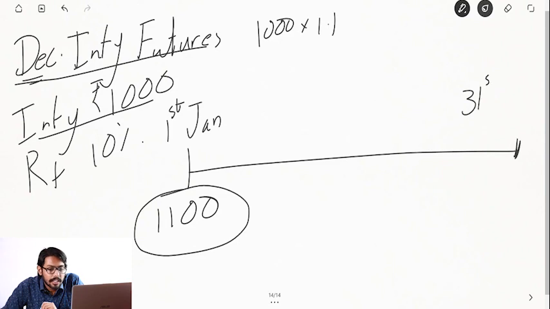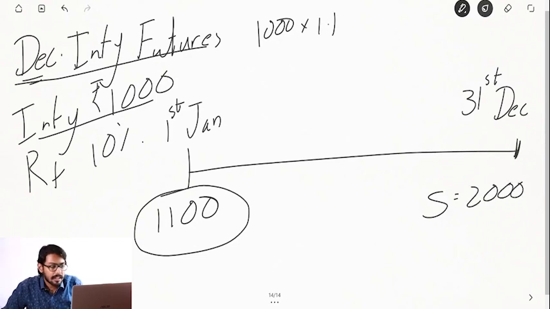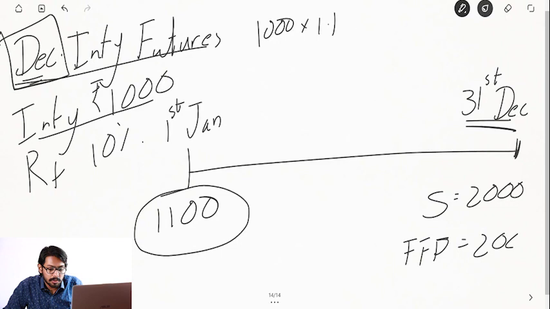Understand what happens on 31st December. On 31st December, the spot price of Infosys becomes 2000. We have discussed that the due date is December. On the due date, the futures price should also be equal to the spot price, which is 2000. So what happens? Today you bought a future; on the due date you have to sell the future.